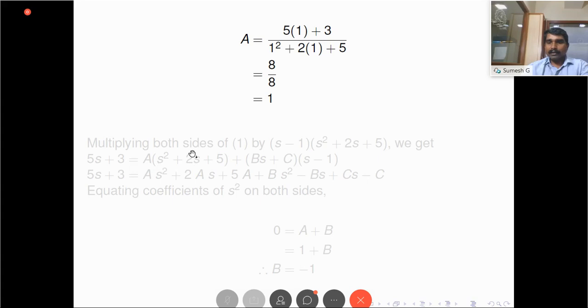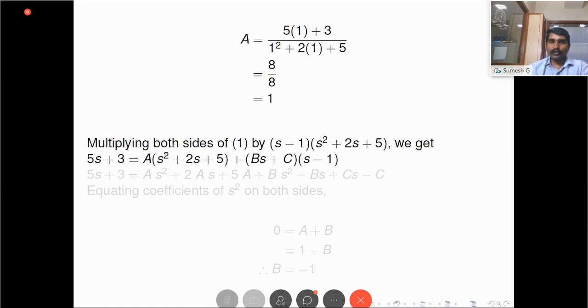Now to find B and C, we have to apply the general method. For that, first we multiply both sides by s minus 1 into s square plus 2s plus 5. So we obtain 5s plus 3 equal to A into s square plus 2s plus 5 plus Bs plus C into s minus 1. Now open the brackets and obtain the expression.